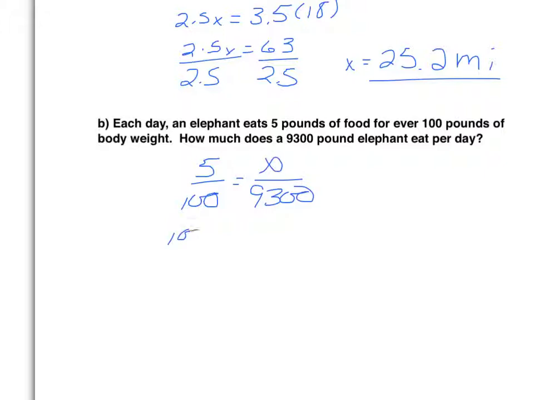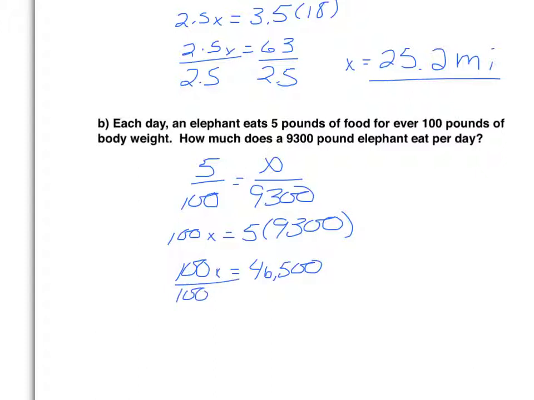Same process here, guys. We have 100x equals 5 times 9,300. Okay, so I get 5 times 9,300. I get 46,500, so I have 100x equals 46,500 pounds. Okay, so then I divide both sides by 100, and that's pretty easy. Whoops. We want to divide by 100. We get 465 pounds of food. And that's per day. So again, you guys, this shouldn't be very difficult.